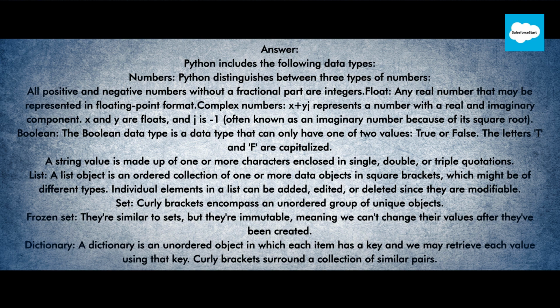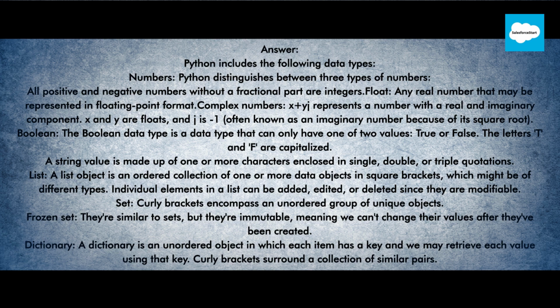Boolean. The Boolean data type can only have one of two values, True or False. The letters T and F are capitalized. String. A string value is made up of one or more characters enclosed in single, double, or triple quotations. List. A list object is an ordered collection of one or more data objects in square brackets, which might be of different types. Individual elements in a list can be added, edited, or deleted since they are modifiable.